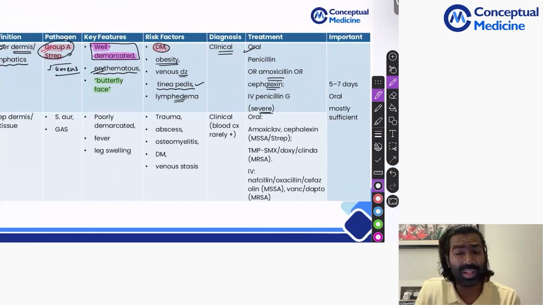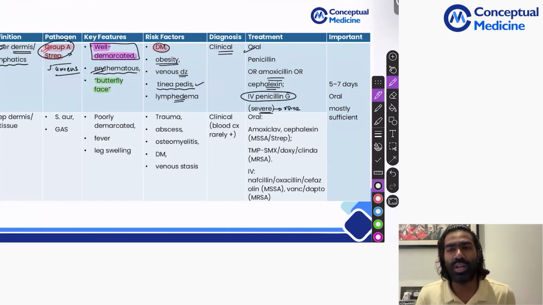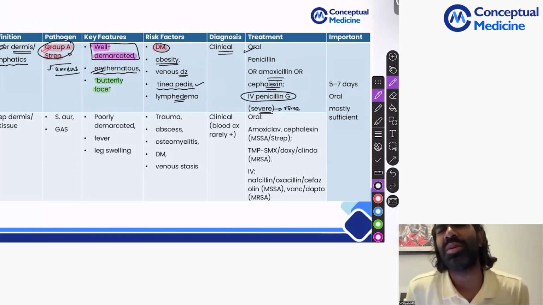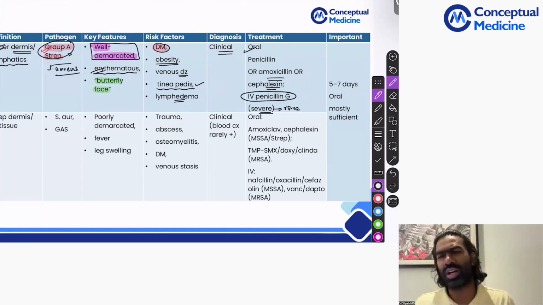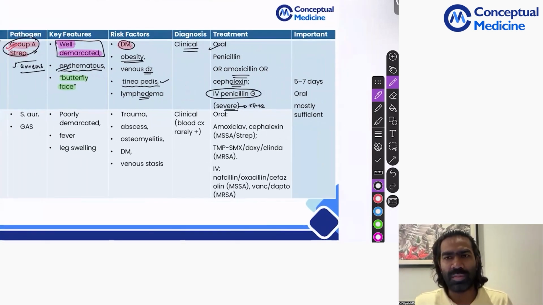In case it's severe, it's rare. Severe disease, I don't think it's going to be common. It's going to be very, very rare. In those situations, you can use intravenous penicillin G, or maybe IV ceftriaxone or IV cefotaxime. Anything is fine. Or IV amoxicillin clavulanic acid. Some form of penicillin or penicillin derivatives can be given, and it's going to be more than enough to treat the streptococcal infection. Only if the patient is having severe infection, maybe I can extend the duration of antibiotics. Otherwise, in most cases, 5 to 7 days of oral antibiotics is going to be sufficient.